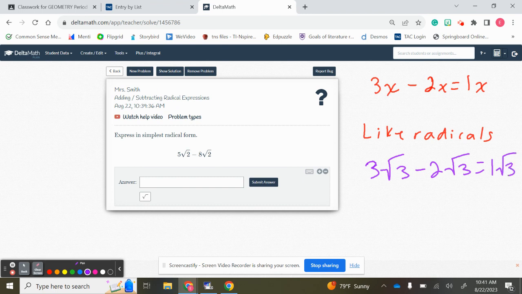Okay? So in order for these to combine, they have to be the same. You have to have the same radical, same radicand. So in this case, if we look, we have the same radical, which is great. So that means I'm going to have 5 minus 8, and then I'm just going to tack on a square root of 2 after. So what's 5 minus 8? Good. -3. So this is going to be -3 square root of 2. And that's your answer.